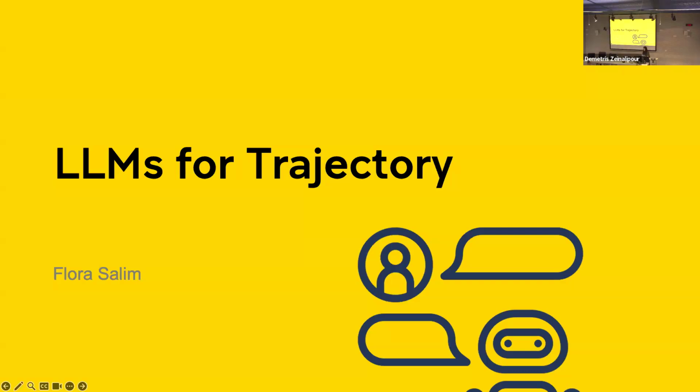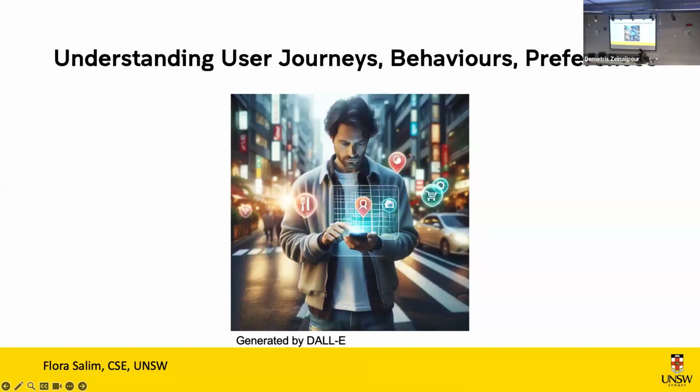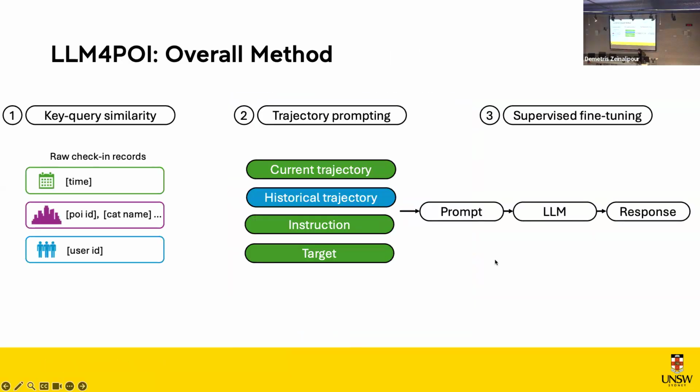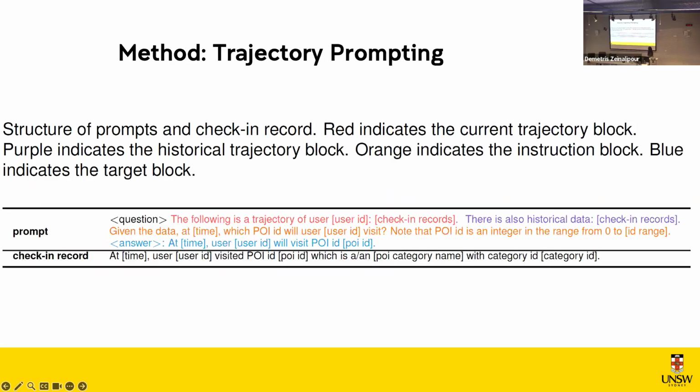Now I want to talk about trajectory, because this gets into the interesting question of when your data is longer than your window. The whole idea here is, let's say for POI check-in or for mobility prediction, you want to predict where the next POI will be where the user will be.